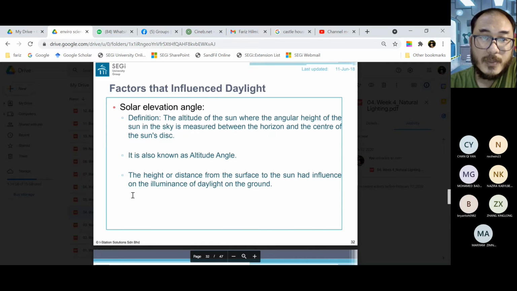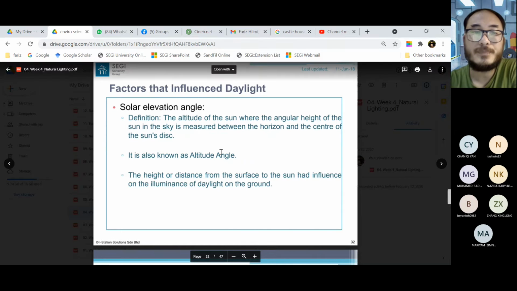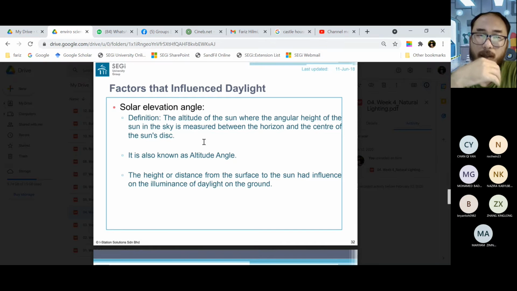Solar elevation angle, also known as altitude angle. Altitude of the Sun, where angular height of the Sun in sky is measured between the horizon and the center of the Sun disk. The height or distance from the surface to the Sun has influence on the illuminance of daylight on the ground.